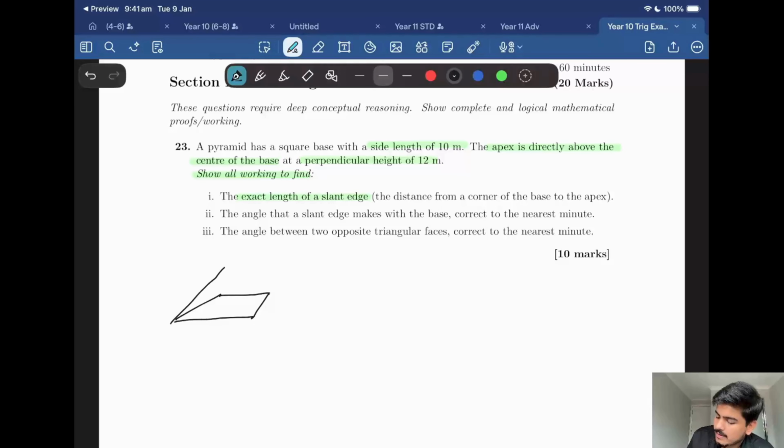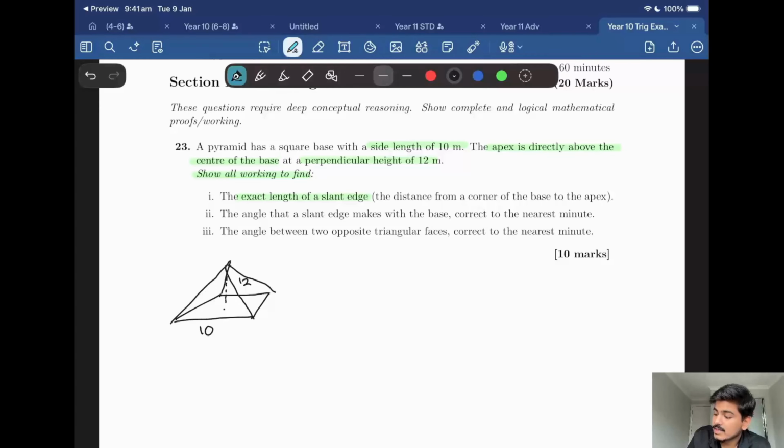And then you have your apex over here, something like this. Okay, so the side length is 10 meters. The apex has a perpendicular height, from the center point to the apex, of 12 meters. Okay, so we want to find the exact length of the slant edge.